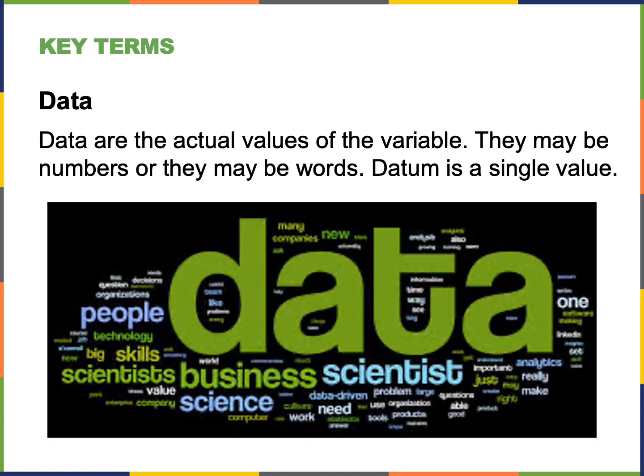So what is data? Data are actual values of the variable. They may be numbers or they may be words, and a datum is a single value.